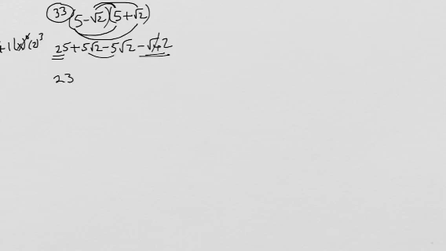And then these two like radicals cancel out because I've got a positive 5 square root of 2 minus a 5 square root of 2. So 5 minus 5 is 0. So these cancel out. So my answer is 23.